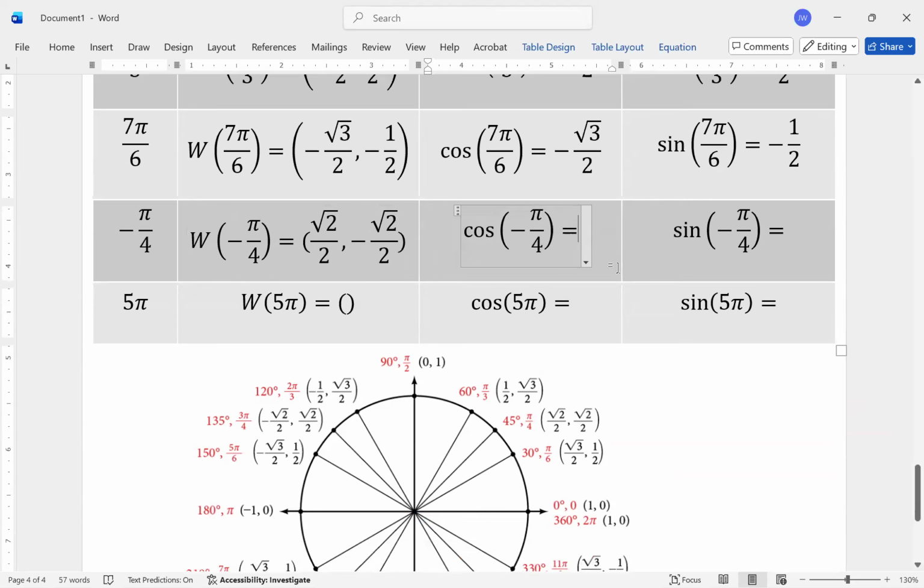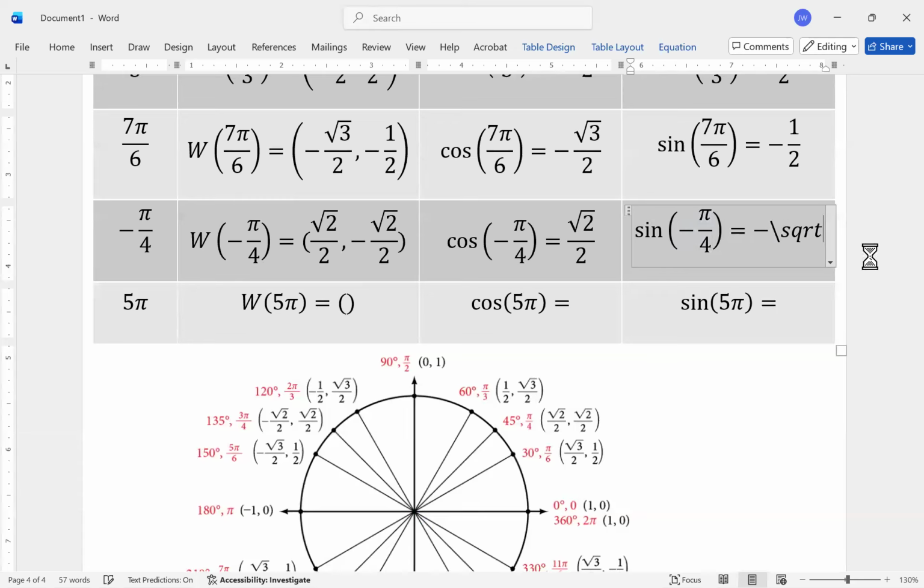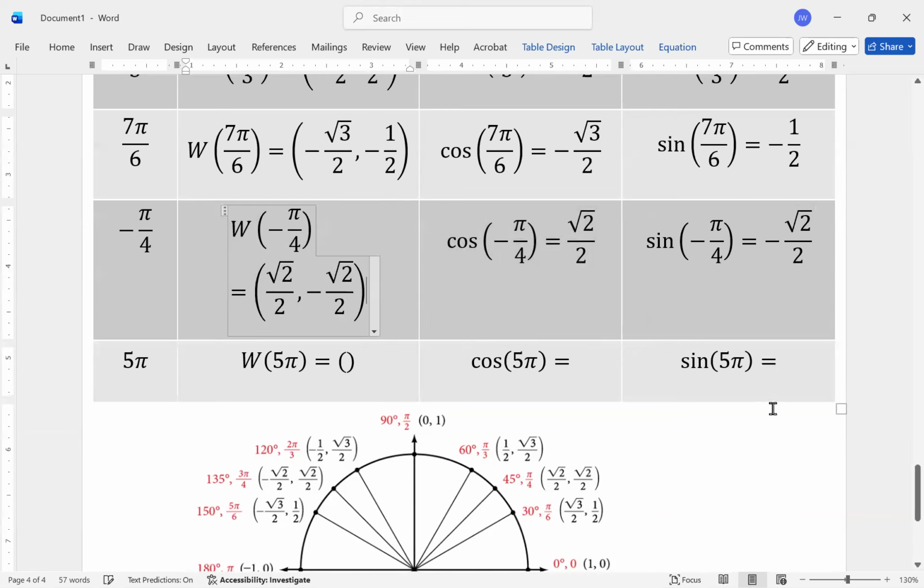So the cosine is going to be a positive square root of 2 over 2. And the sine is going to be a negative of the square root of 2 over 2. Okay, let me fix that. So there we go.